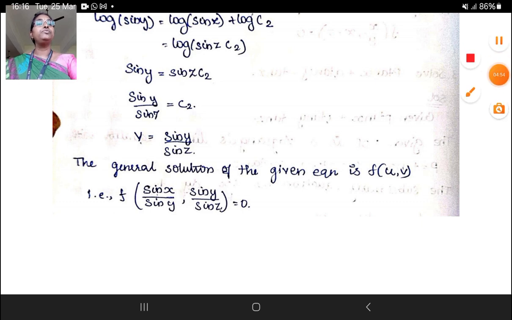The general solution for the given equation is f of u comma v equal to 0, that is f of sin x by sin y comma sin y by sin z equal to 0.